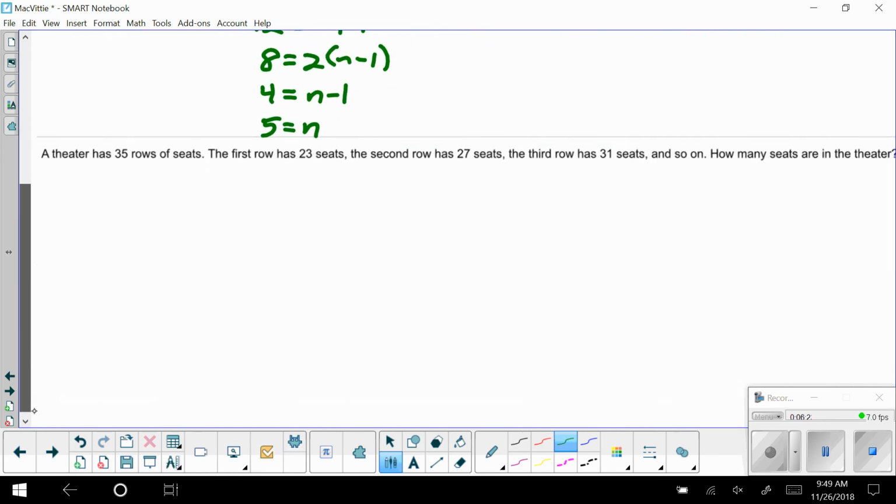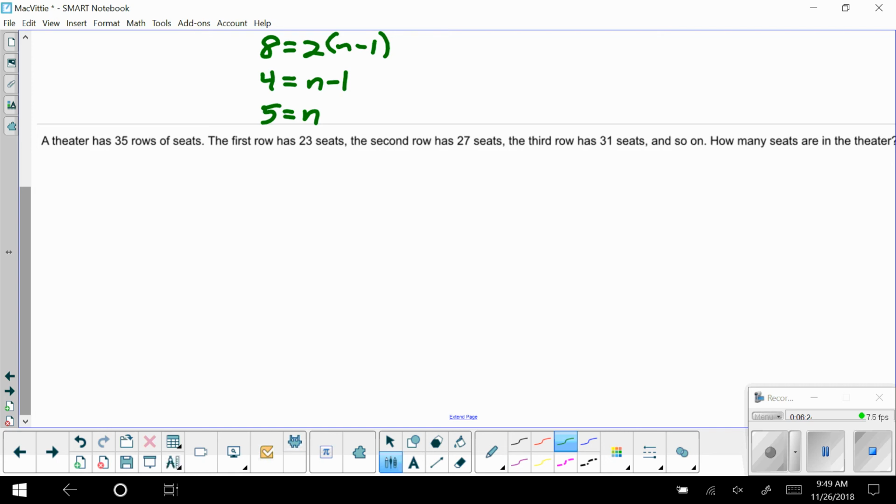A little more complicated was the one involving the theater seats. So a theater has 35 rows of seats. What that tells me is n is 35. First row is 23, so my first term is 23. My second row is 27, so that went up by 4. Third row has 31, that went up by 4 again. So I actually can see adding 4 each time I go to another row of seats. So that means my common difference is 4.